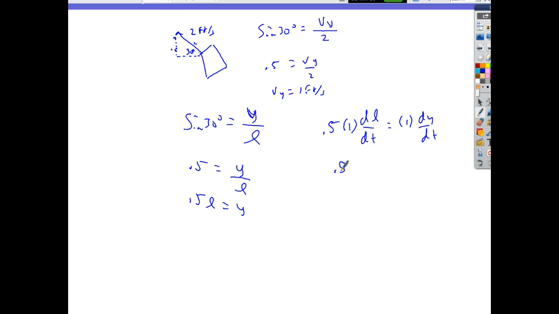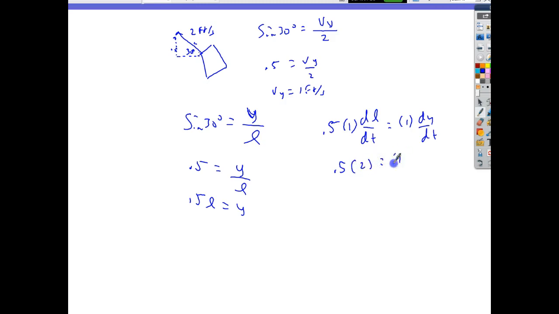Okay, what does it mean in words that other people in the hallway might recognize? L was the length of the string, right? Yes. dL/dt means the rate at which what? The rate at which the length is changing. And what is the rate at which the length is changing? 2 feet per second.